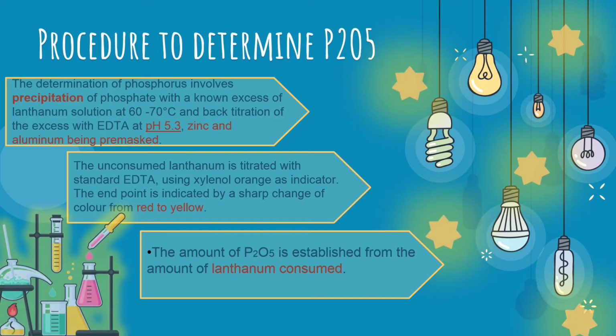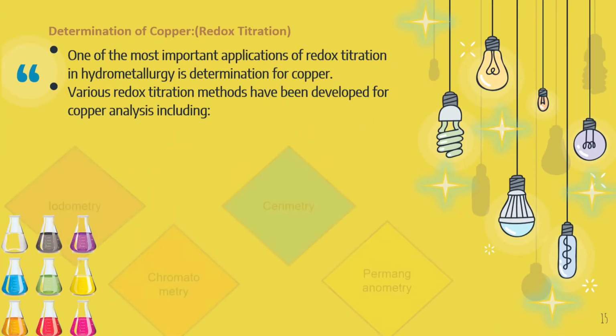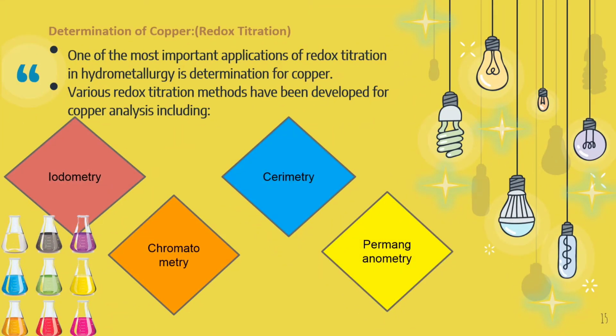Next thing is how to determine the copper. The copper determination leads to a very different process, that is a redox titration. In the redox titration, of course, the same oxidation-reduction reactions are going to happen. One of the most important applications of the redox titration is in hydrometallurgy preparation for the determination of copper. We use 4 different analysis methods for the determination of copper.